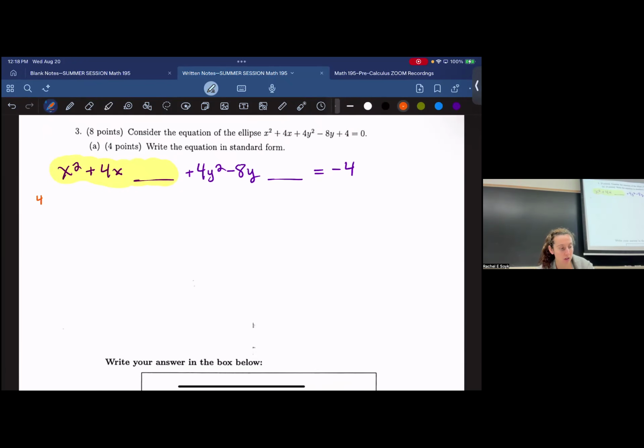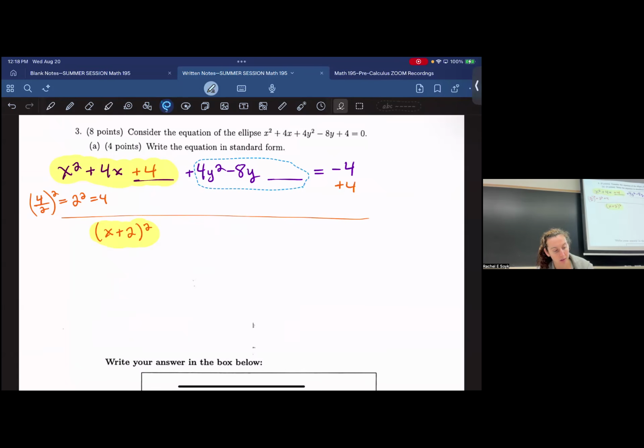So let's first take care of the yellow. Our b value here is 4. Divide it by 2 and square it, aka our special key, and we get 2 squared, which is 4. That's what we're adding to both sides. And so now our yellow is in fully factored form. So we're looking at x plus 2 in parentheses squared. The y we're just going to bring down for the time being. And then the -4 and +4 cancel out, so we have equals 0.